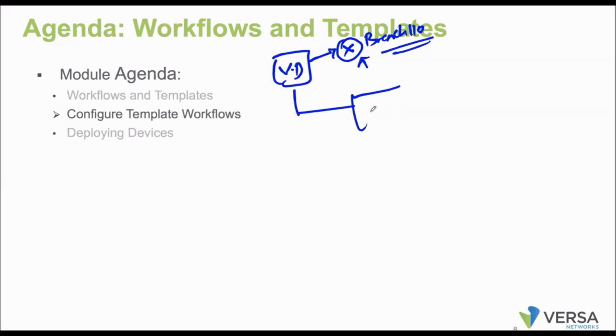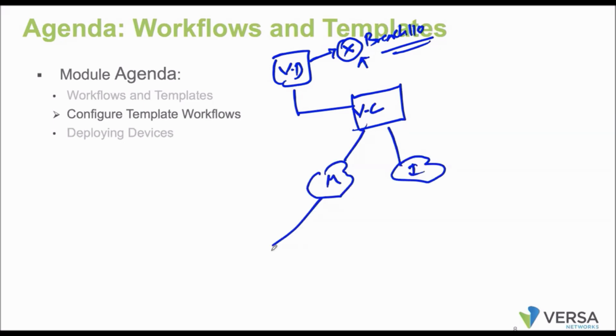This director is connected to the VC. The VC is running with MPLS and then internet. Here we have branch 110, and there is no configuration available on branch 110. What we'll do is take CLI access to this branch and first execute the CLI based scripting.